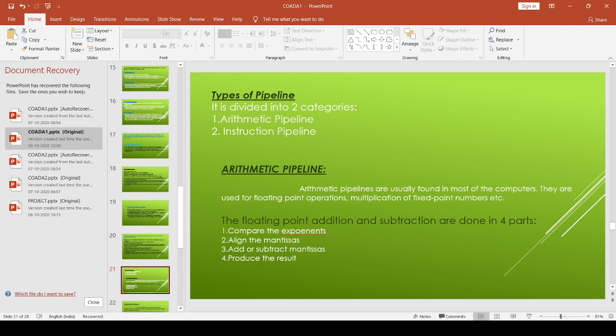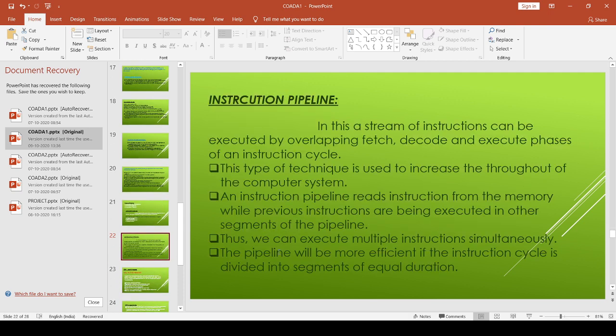These are the floating point steps. Addition and subtraction are done in 4 parts: compare the exponents, then align the mantissas, add or subtract the mantissas, and produce the result. The next one is the instruction pipeline. In this, a stream of instructions can be executed by overlapping the fetch, decode, and execute phases of the instruction cycle.